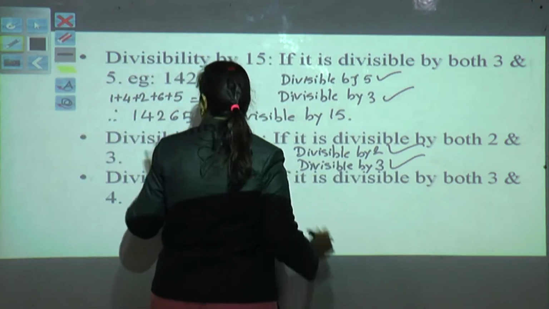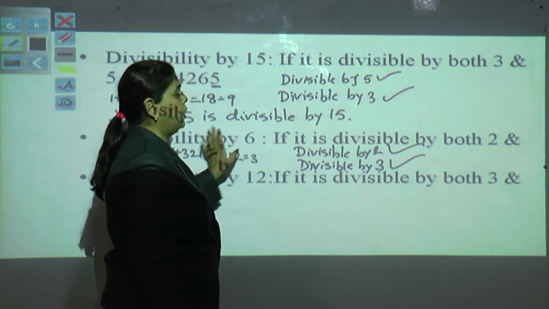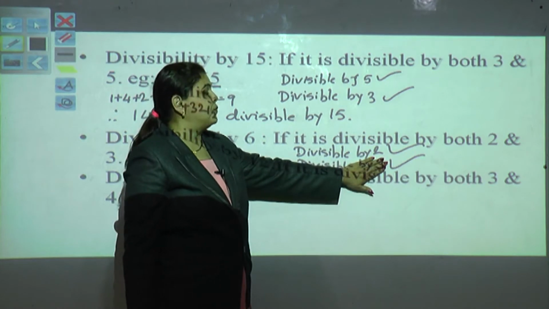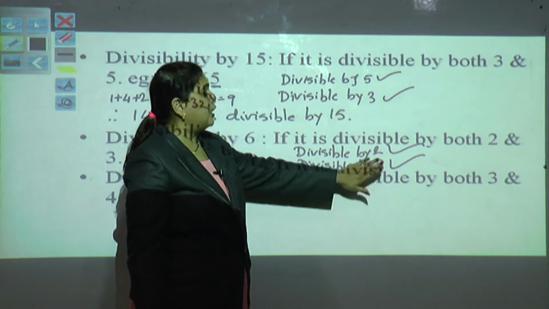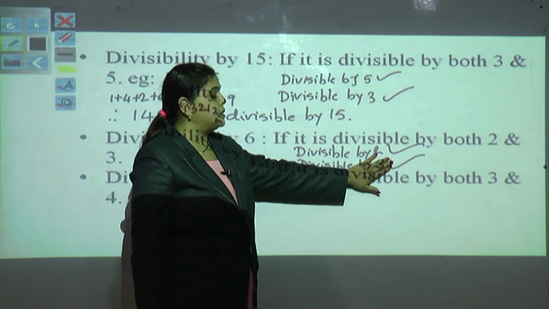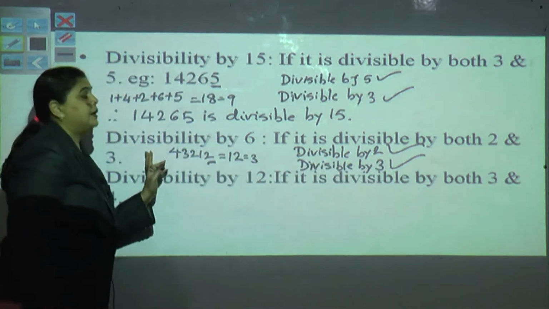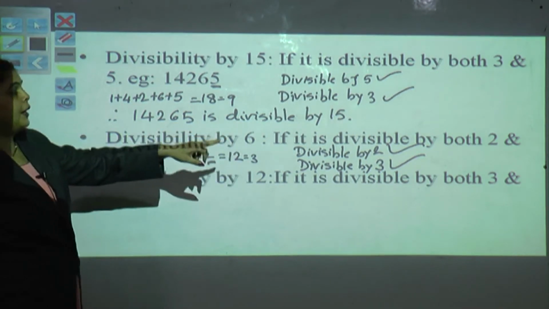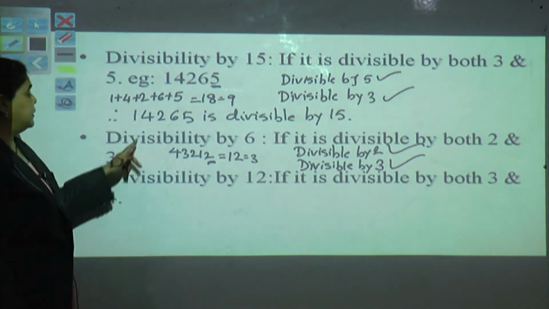Suppose you have some number that is not divisible by 3, but for 2 you can find that we have an even number in the ones place. We are unable to find divisibility by 3, so it is divisible only by 2. So we can say that number is not divisible by 6, because the rule already says it should be divisible by both 2 and 3.